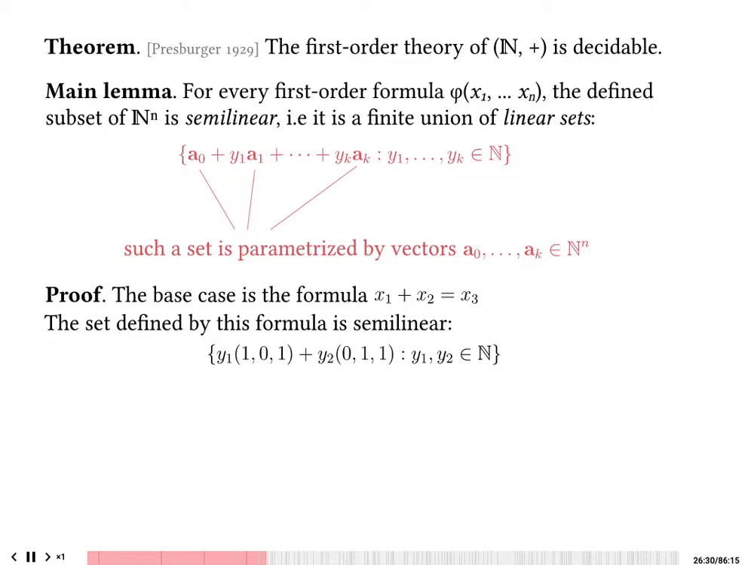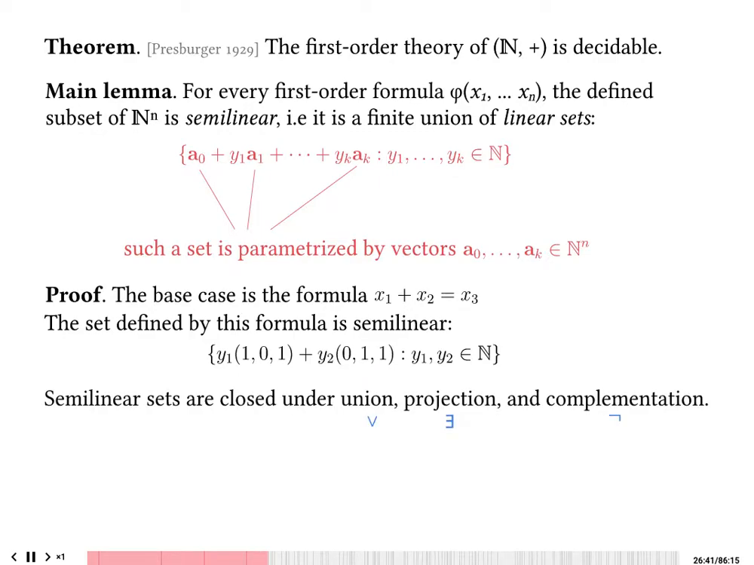Equality is also a semi-linear set. The set of pairs such that the first coordinate is equal to the second coordinate is semi-linear. It is spanned by the vector (1, 1). And now you have to show that semi-linear sets have all of the closure properties that you would have for a formula of first-order logic.